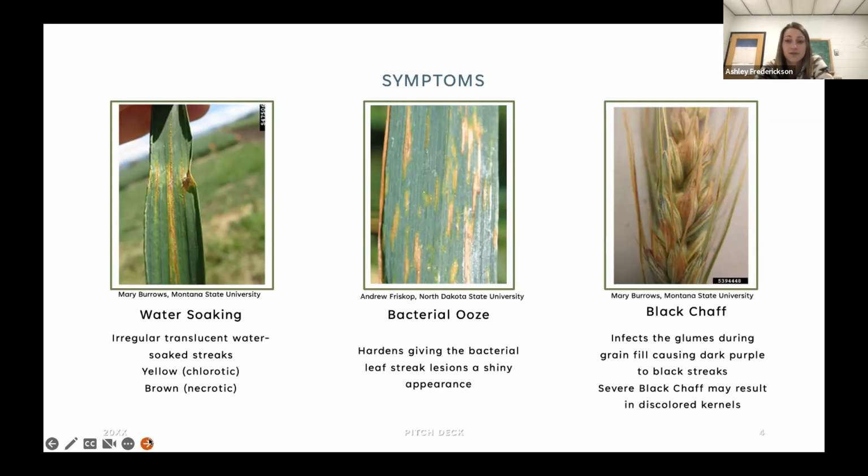Bacterial leaf streak is also commonly referred to as black chaff, and that's when it infects the glumes during grain fill, which causes a dark purple to black streak. And in severe black chaff cases, it may result in discolored kernels.